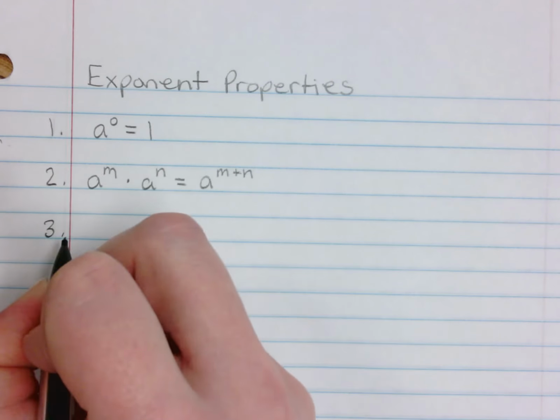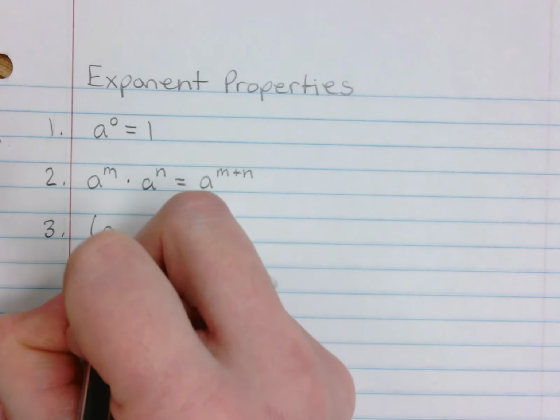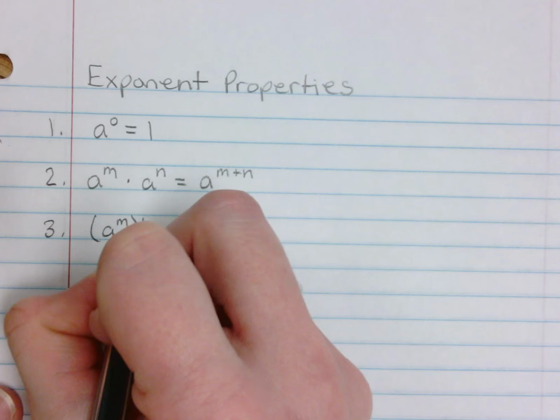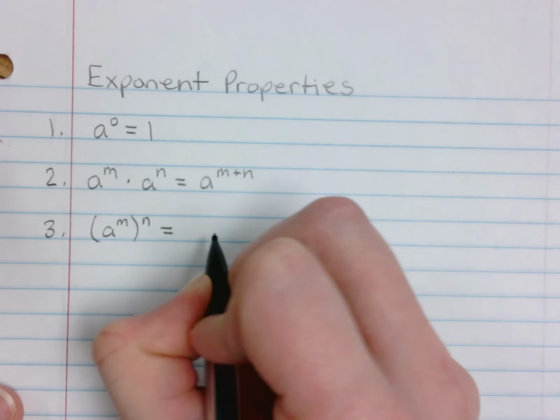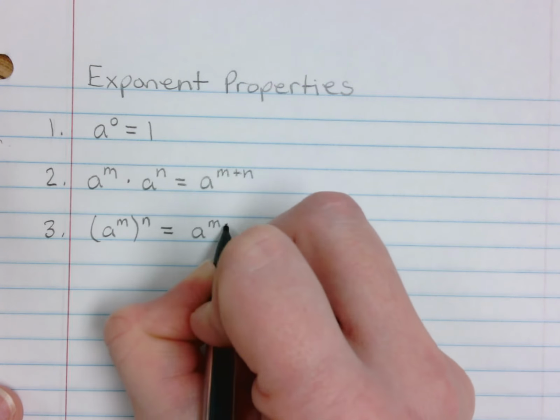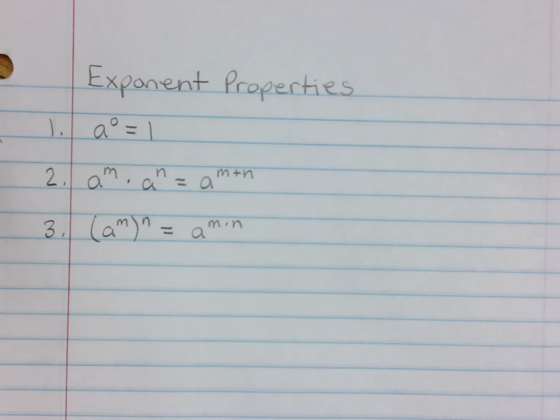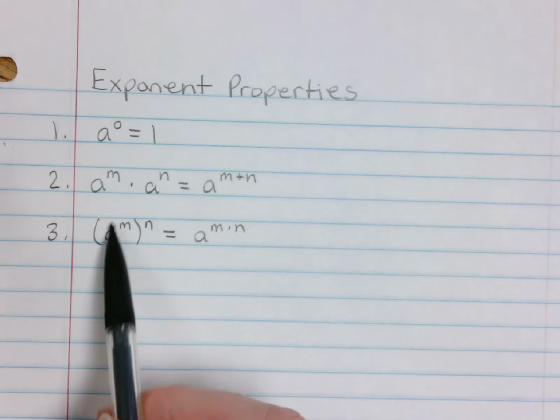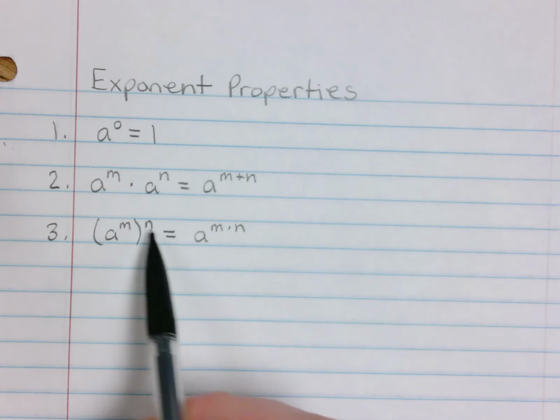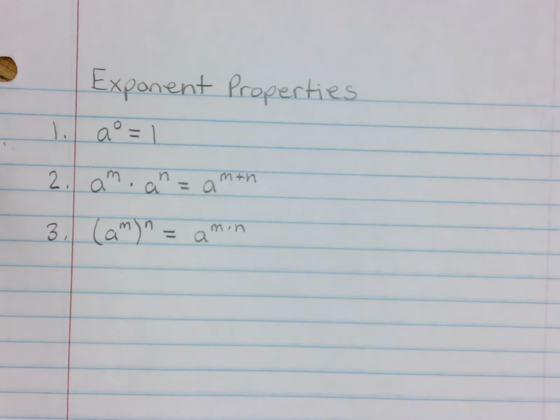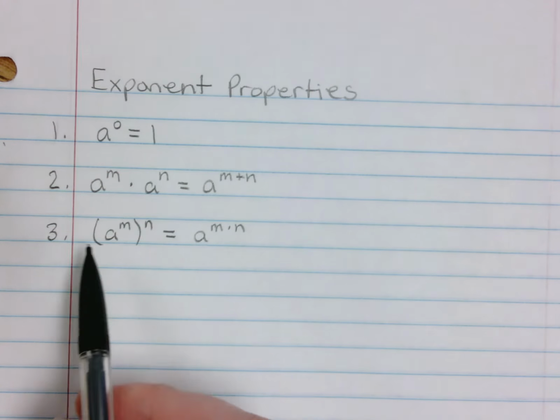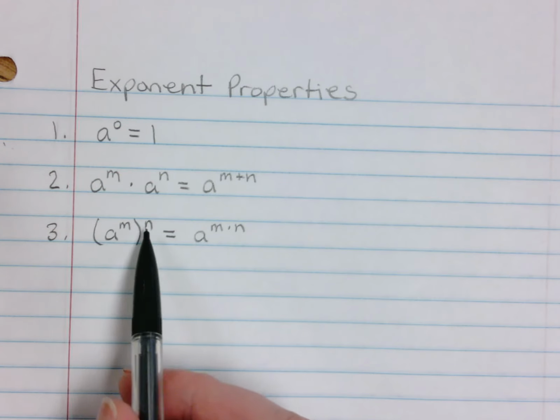The third property is a to the m to the n. That will be a to the m times n. To remember this one, if you have a power to a power, multiply. I stress those p's to help you remember the property. Power to power, multiply.